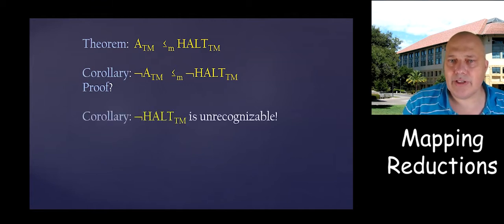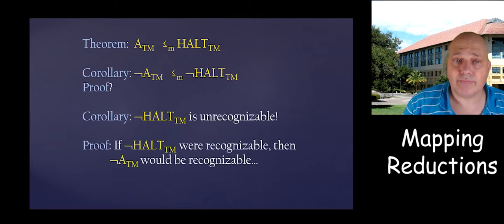The corollary is that not Haltm is unrecognizable. Of course, we could have also deduced it just from the fact that Haltm is not decidable, but recognizable. But the reduction gives us a different way of showing it. If not Haltm was recognizable, then not ATM would also be recognizable.